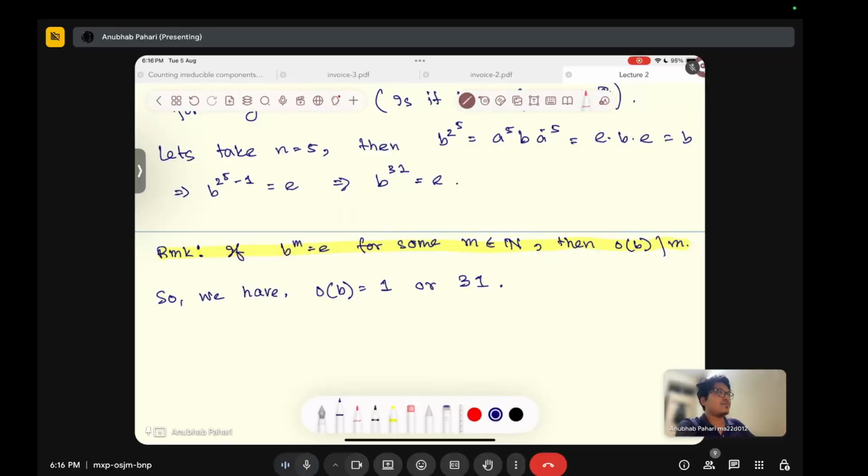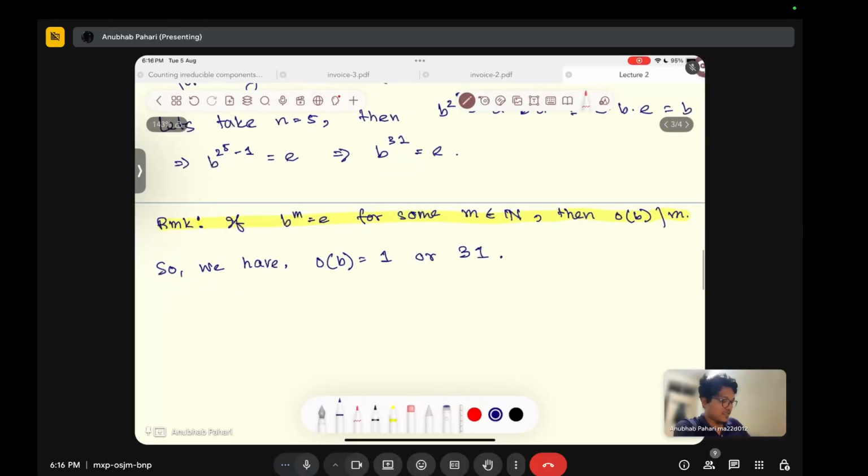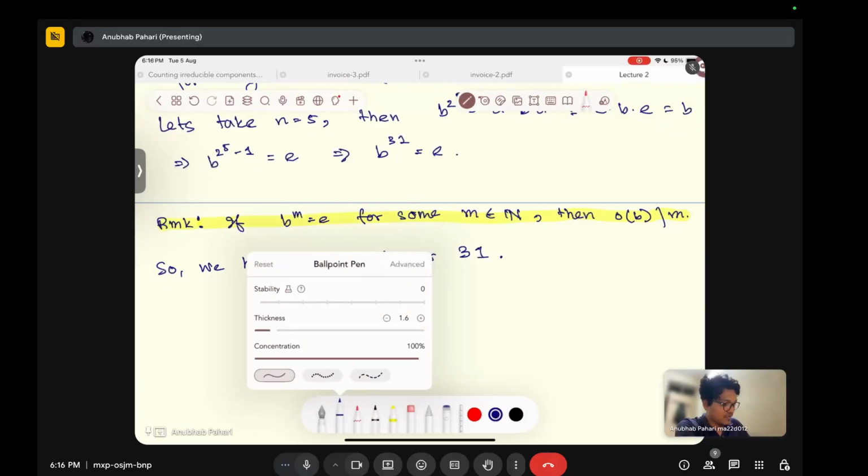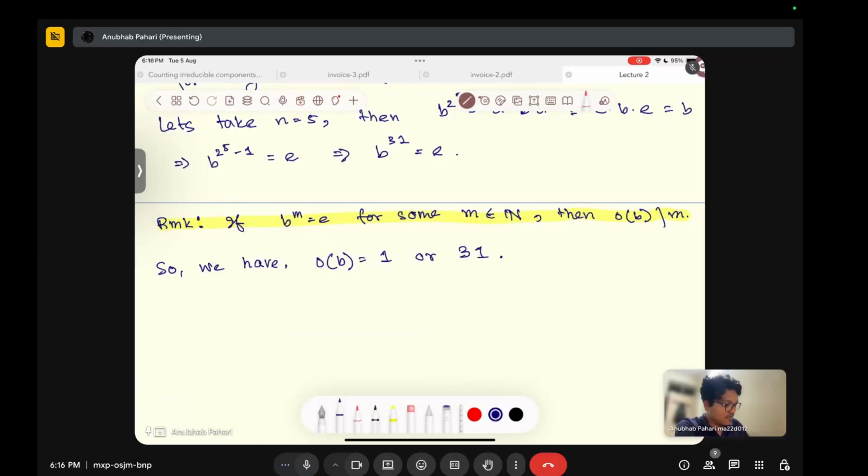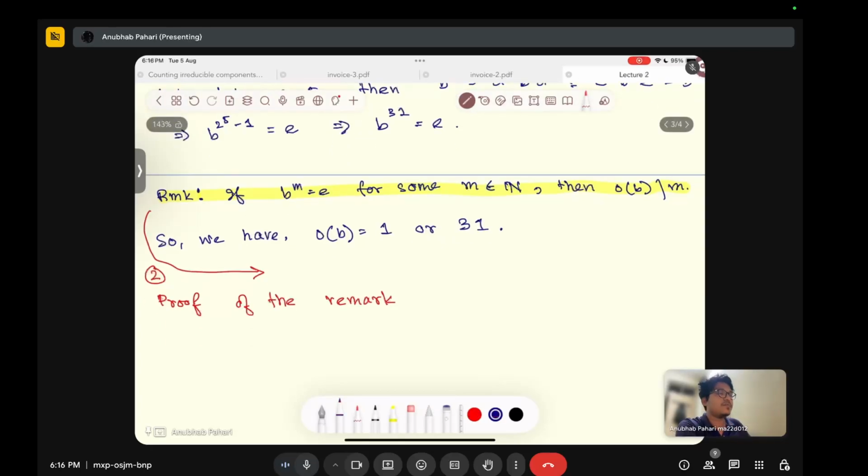Okay, let me just prove the remark that I have just shown. Proof of the remark, that is question number 2. So what I have written is that if b to the power m equals to e for some m belongs to N, then order of b divides m.